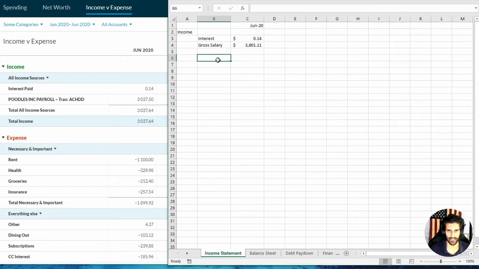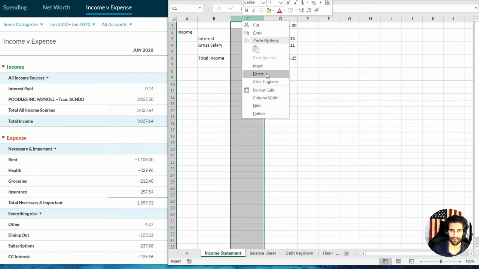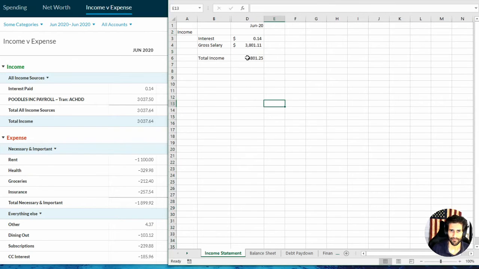And now I can say something like total income, just the sum of all this up here. Okay. So sweet, that's my total income. Pretty easy. So now let's do expenses.